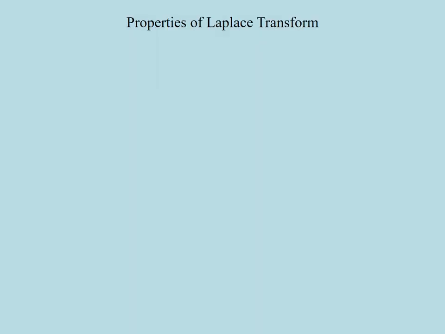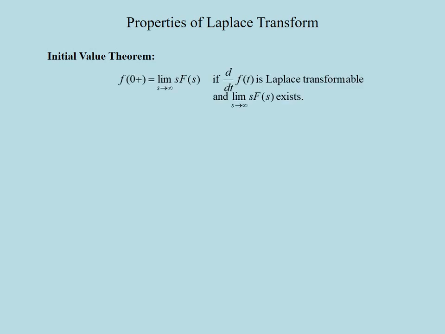The other theorem is the initial value theorem, which states the initial value of a function is equal to the limit as s goes to infinity of its Laplace transform multiplied by s. Here, f of 0 plus indicates the limit on the right as t goes to 0. Again, we assume that the derivative of the function is Laplace transformable and the limit on the right-hand side of the equation exists. To prove this theorem, once more we start with the differentiation property of the Laplace transform.